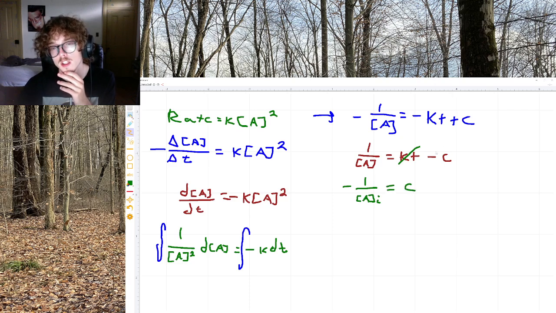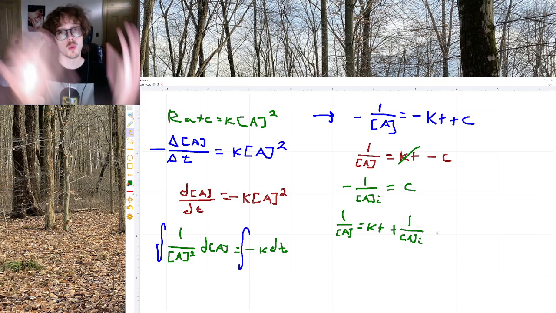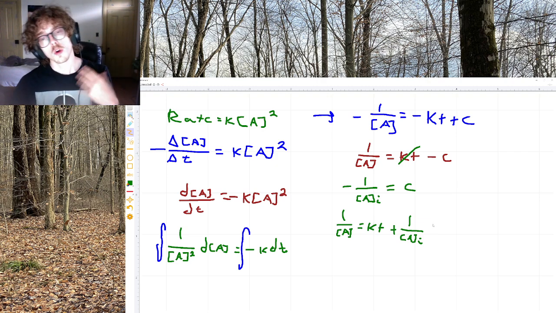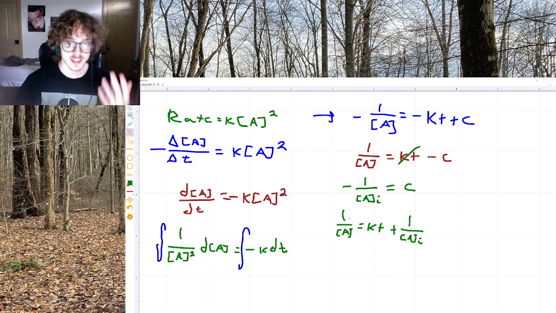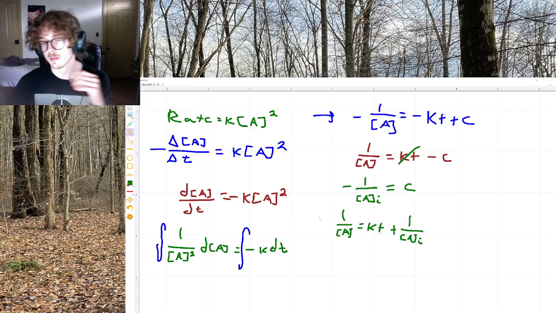So what this will end up turning into is 1 over A is equal to kt plus 1 over that initial concentration. You know how functions are usually formatted as y as a function of x? We can do the same thing where our y is A. You don't say 1 over y is equal to mx plus b. No, you say y is equal to mx plus b. But in this case, it does something different to our equation.